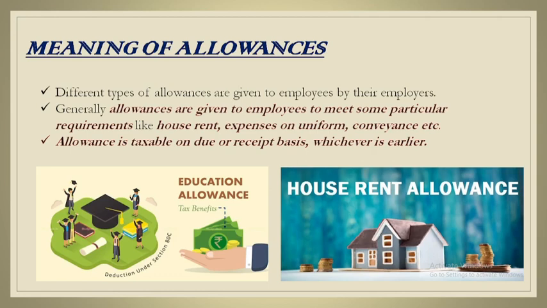Meaning of allowances. Different types of allowances are given to employees by their employers. Generally, allowances are given to employees to meet some particular requirements like house rent, expenses on uniform, conveyance, etc. Allowance is taxable on due or receipt basis, whichever is earlier.